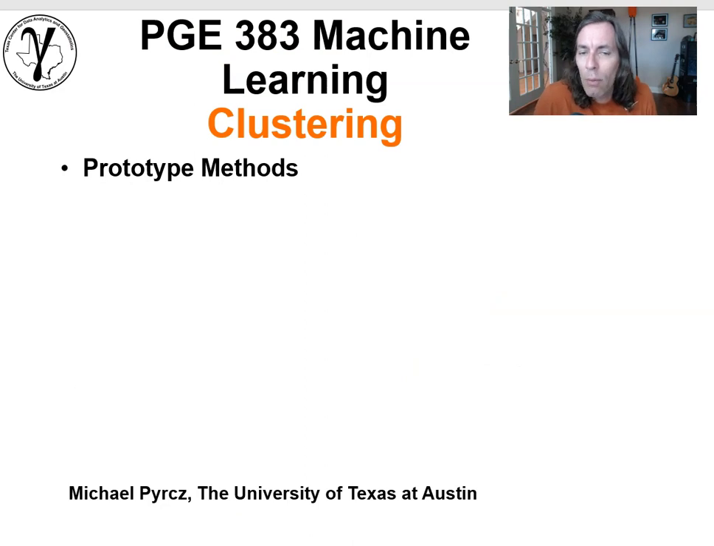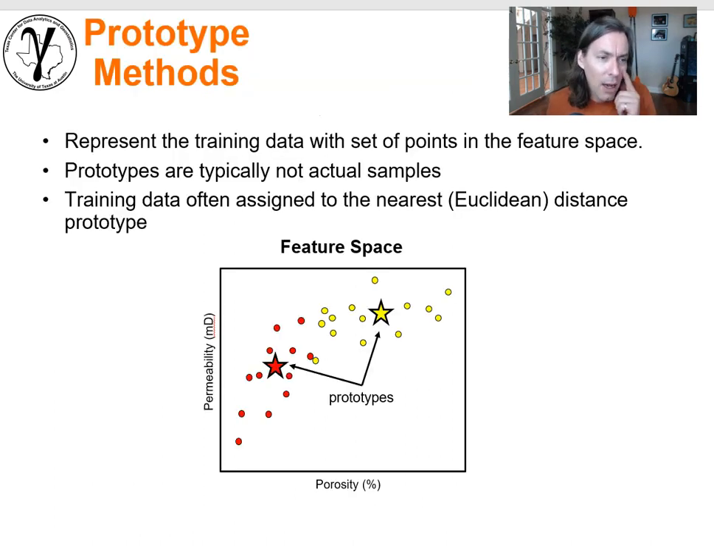Let's first just mention what prototype methods are. We'll explain a prototype very quickly, one slide, and then we'll go on and get into clustering. What is the idea of a prototype? We want to represent the training data with a set of points in the feature space. Each one of those points is a prototype. What's interesting with most methodologies is that the prototypes are not typically an actual sample. They're representative of the samples, but they're not an actual sample in the sample set. Training data are often assigned to belong to, or be owned by, the nearest prototype using some measure of Euclidean distance in the feature space.